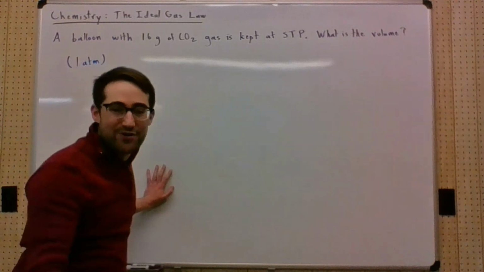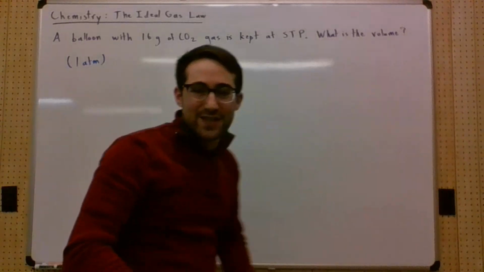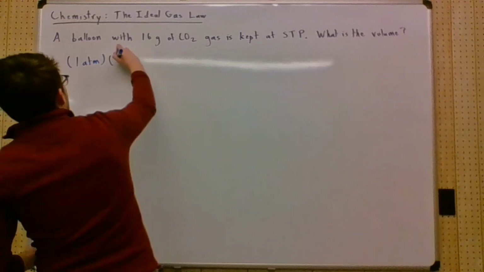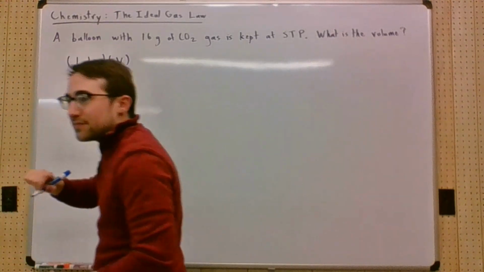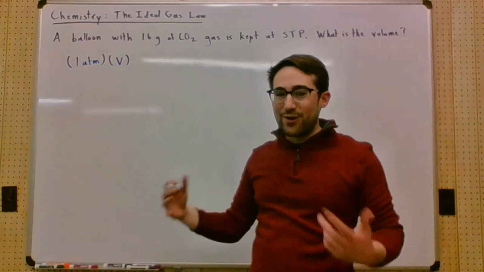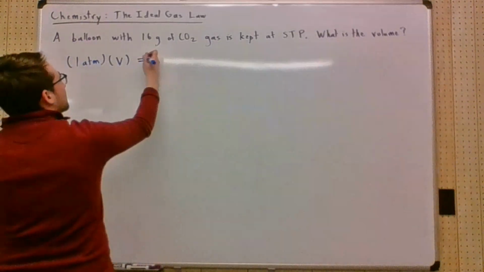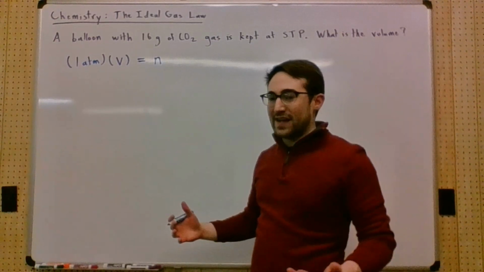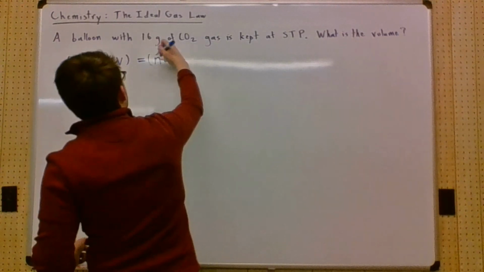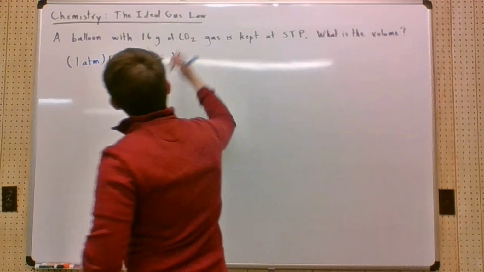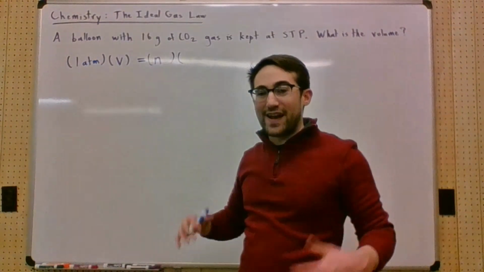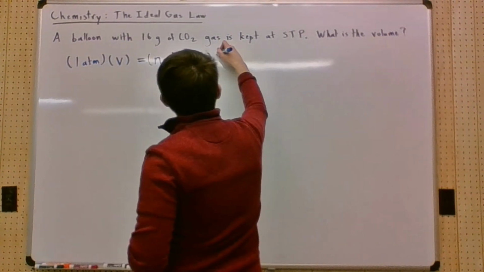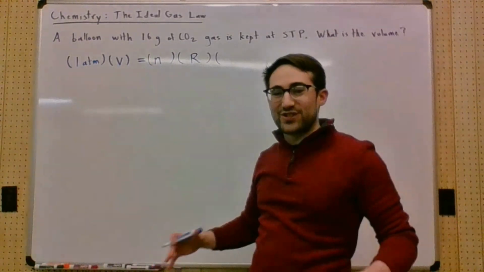The volume is what I don't know. It's what I want to figure out. So V is going to be left as something I want to get alone. Right? That should be equal to N, which is our number of moles of gas, times R, which is our gas constant, and times T, which is our temperature.